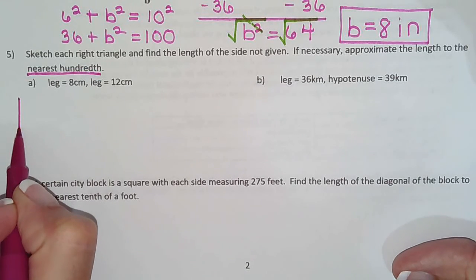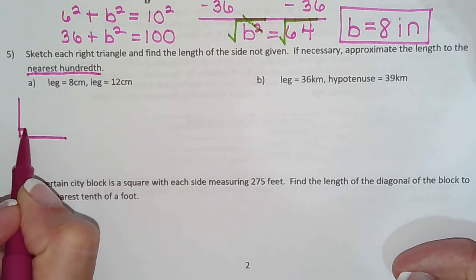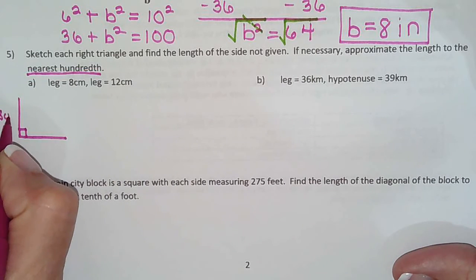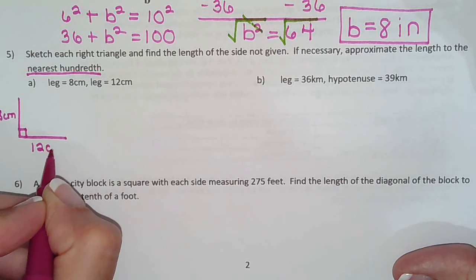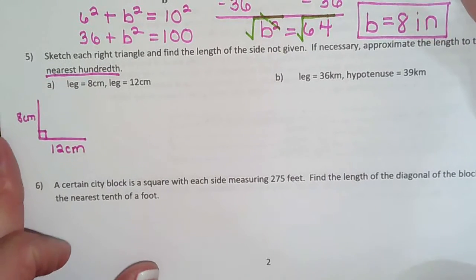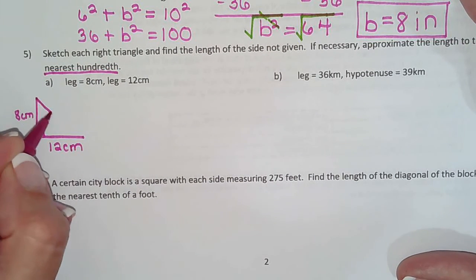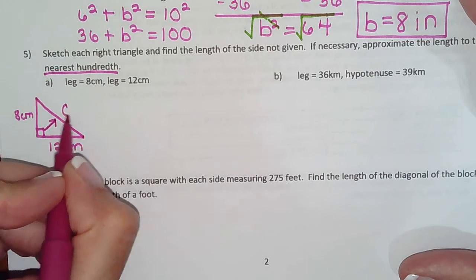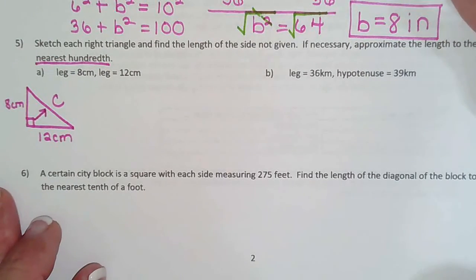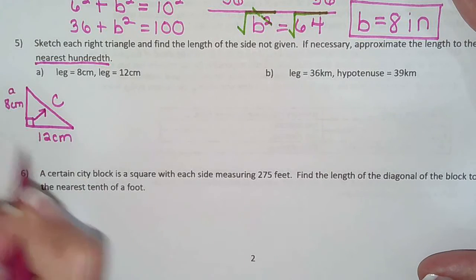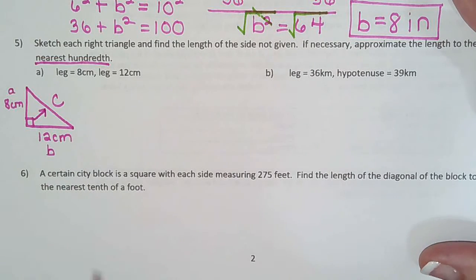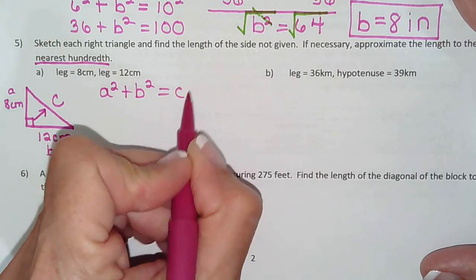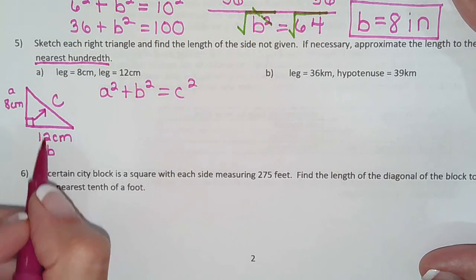So this says the 2 legs, remember the 2 legs are the ones that hook onto the right angle, are 8 centimeters and 12 centimeters. And we're supposed to find the side not given, so what letter should we call it? It's opposite the right angle. C. Okay, so I guess this one can be A and this one can be B. So we have A squared plus B squared equals C squared. So 8 squared plus 12 squared equals C squared.